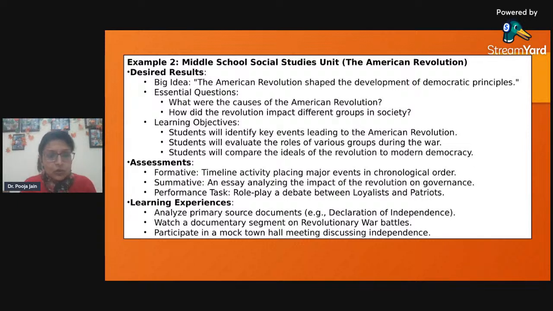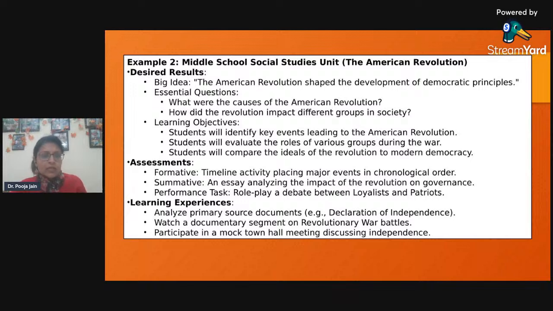So when we are talking about the American Revolution, let's look at the big idea: how it shaped the development of democratic principles. Some essential questions: the causes, the impact, and the different groups of society. And then my learning objectives: the events leading to the American Revolution, the role of various groups, the ideals of revolution to modern democracy, and how it has shaped the history of America. Formative assessment, one summative assessment, and a performance task.